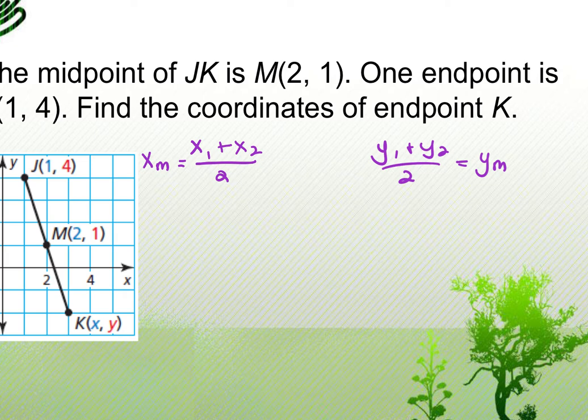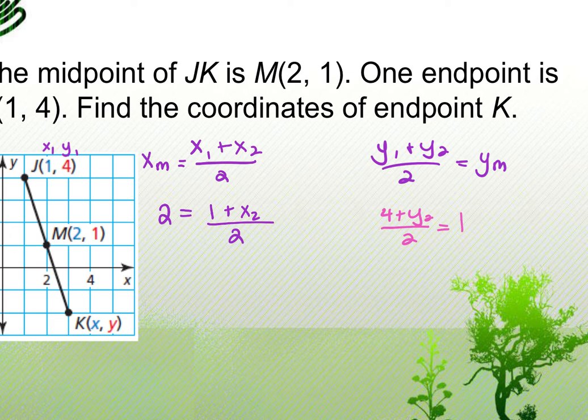So what's the x coordinate of my midpoint? 2. Good. It doesn't matter which one we make x1 and x2. So let's just say these are my ones, x1, y1. My x1 is 1. I don't know the x2. And then I'm going to plug in the information for the y. So y1 is 4. I don't know y2. And the y coordinate of my midpoint is 1.